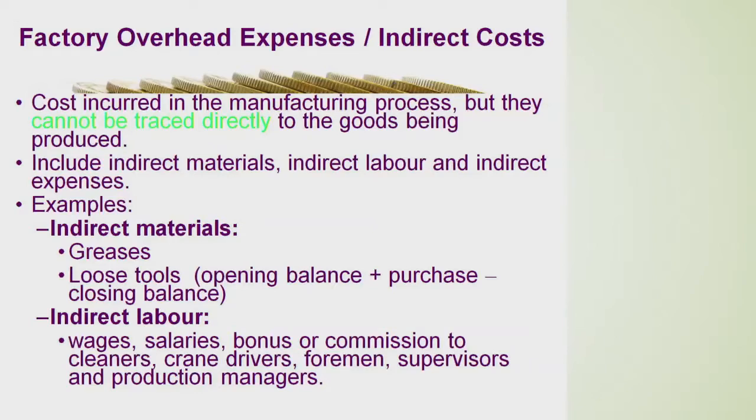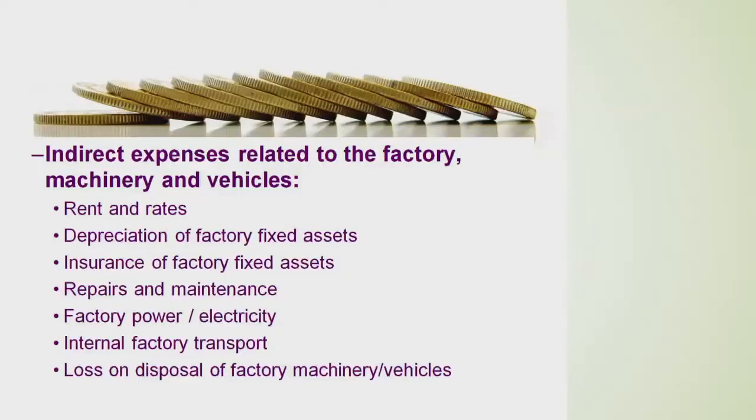They include grease, loose tools, opening balance and purchases, and indirect labor: wages, salary, bonus, commission, cleaner, crane driver, foreman, supervisor, and production managers. For this indirect labor, the salary doesn't change. Even if the company has produced so many markers or not, the salary of these people is the same. Indirect expenses related to the factory, machinery, and vehicle include rent and rates, depreciation of factory fixed assets, insurance, repairs and maintenance, factory power, electricity, internal factory transport, and loss on disposal of factory machinery. These are indirect expenses.